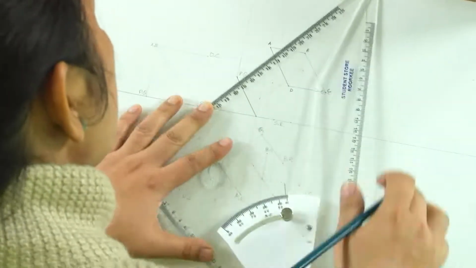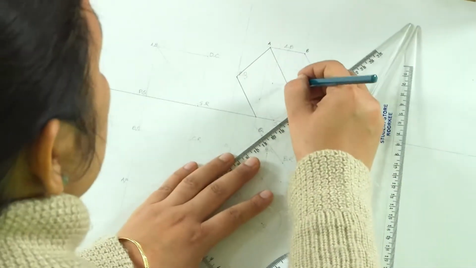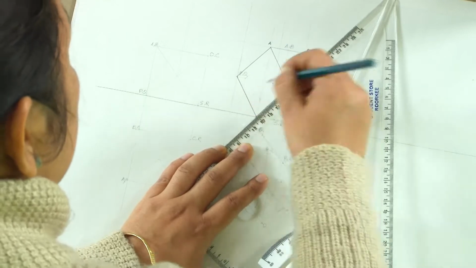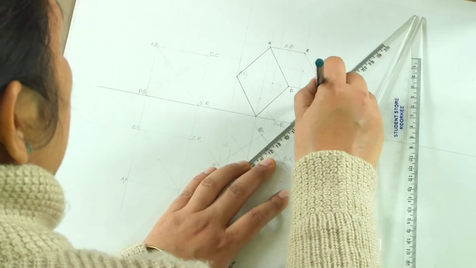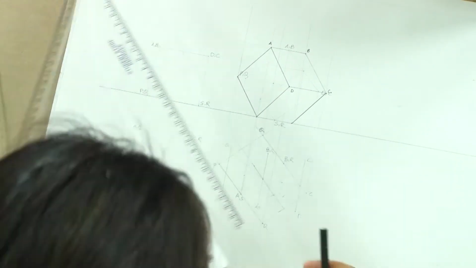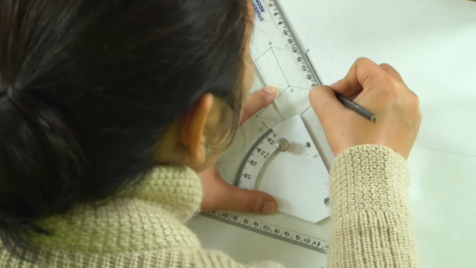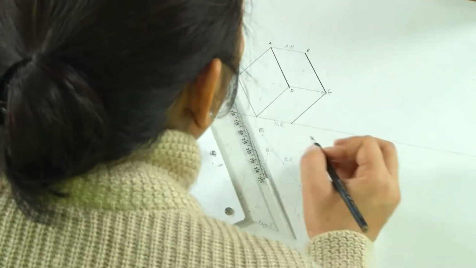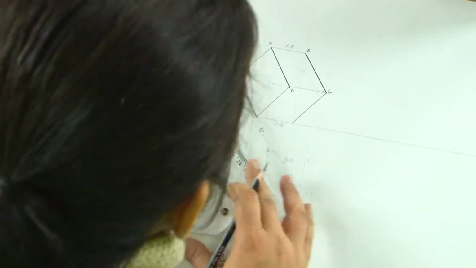Now A and P were joined, so let us join A and P. So we get this D and S, and then we have R and C. Now if I darken this, probably you will be able to figure out how, by following a method, we get the exact view of this cube which is inclined to both the reference planes.